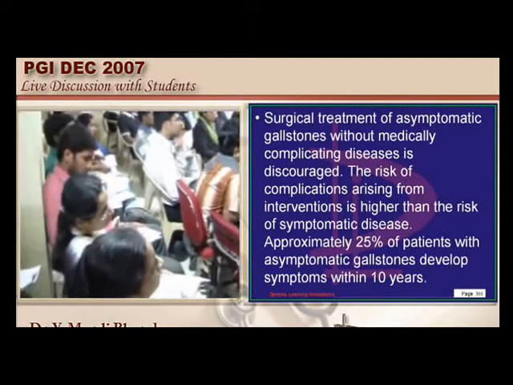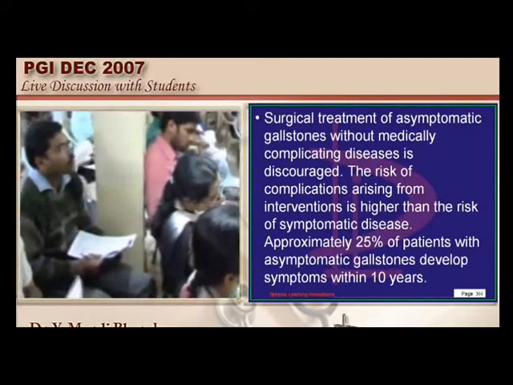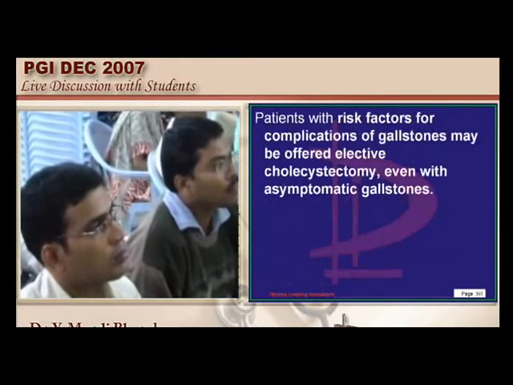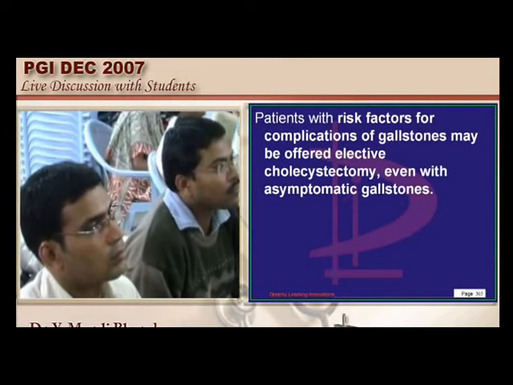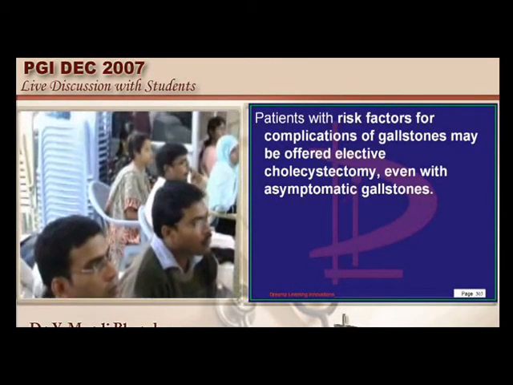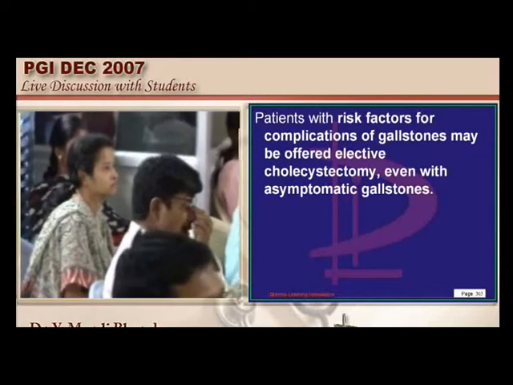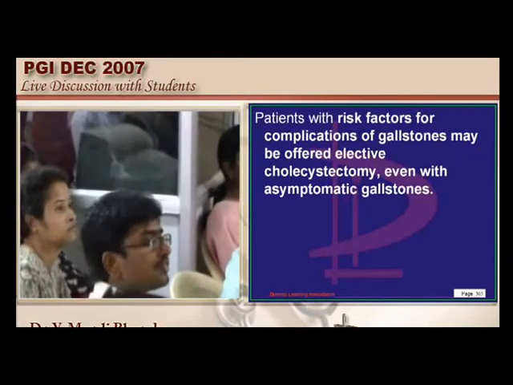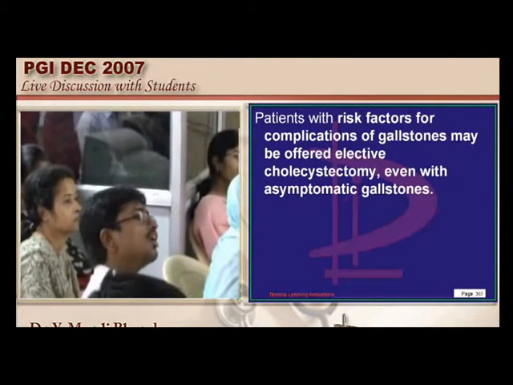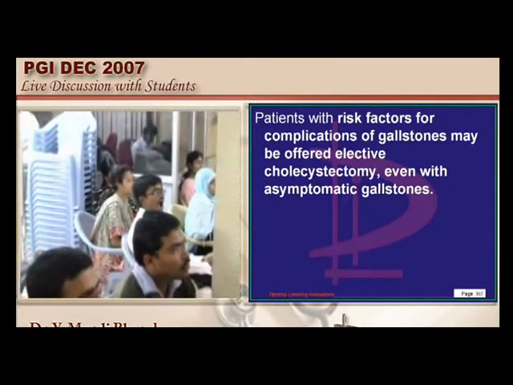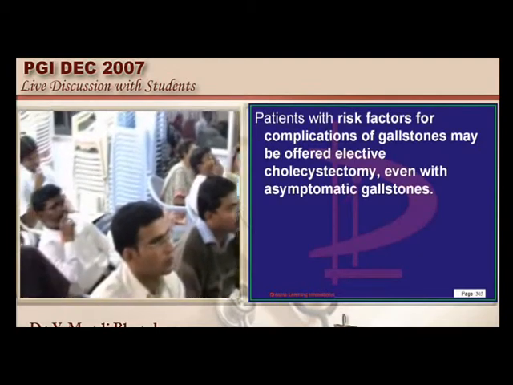Is it an indication? It is not the indication. Excellent. So asymptomatic gallstones, unless they are medically complicating, cholecystectomy is discouraged, but there is a certain subset of populations who, though they have asymptomatic gallstones, fall under a risk group. Though the gallstone is still asymptomatic, you have to operate. Tell me those subsets, doctor.